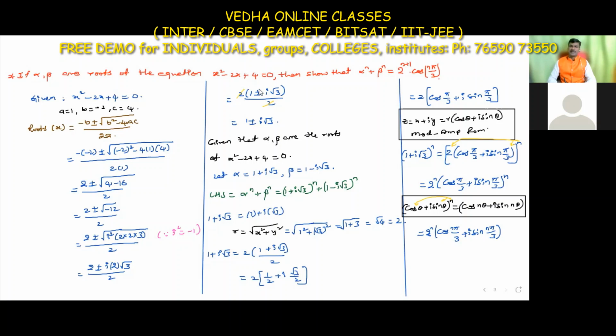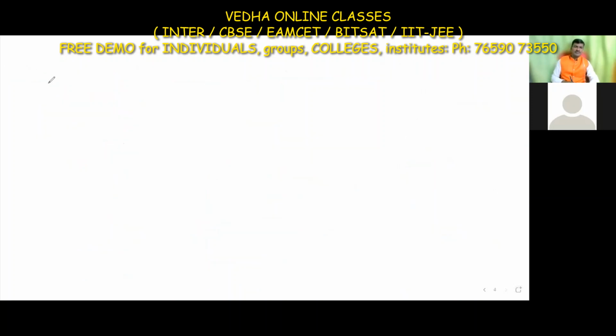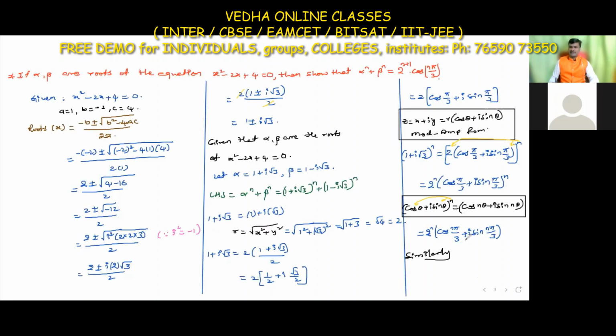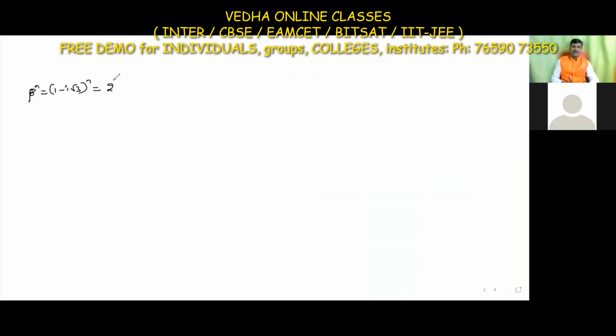Similarly, beta power n is equal to 1 minus i root 3 whole to the power n. We get the same, except for the plus and minus difference. In the middle we get minus: 2 to the power n into cos n pi by 3, minus i sin n pi by 3.